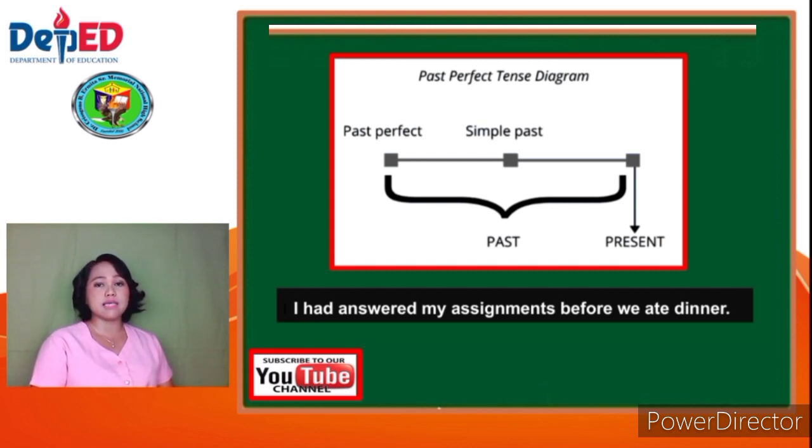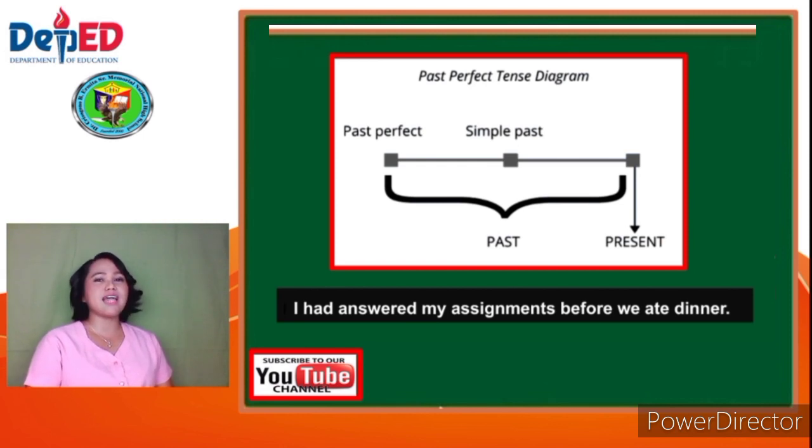I had answered my assignments before we ate dinner. One is answered, which is the past form of answer. And another one is ate, which is the past form of eat. Now, to tell which action is simple past and which action is past perfect, we need to determine what happened first and what happened next.